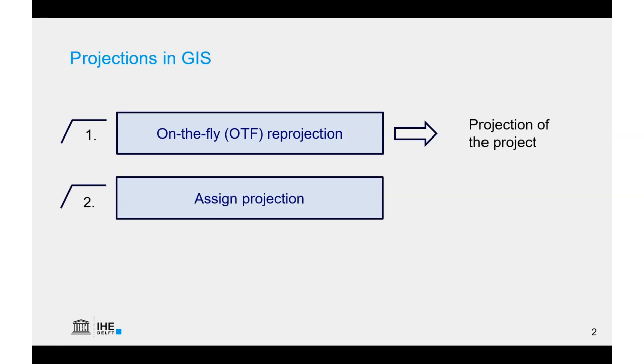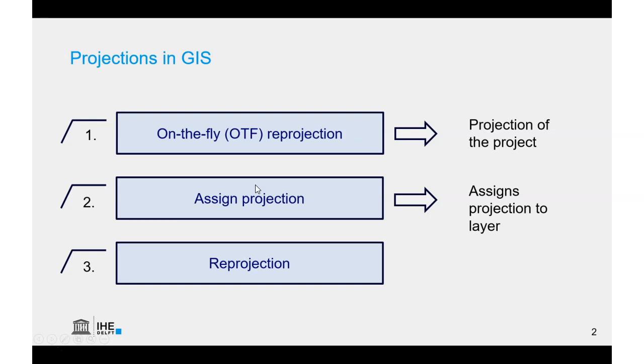We'll also look at assigning projections. That is when a layer doesn't have a projection or has the incorrect projection assigned, then we can replace that projection. It will not change the coordinates in the file, it will just change the projection that is assigned.